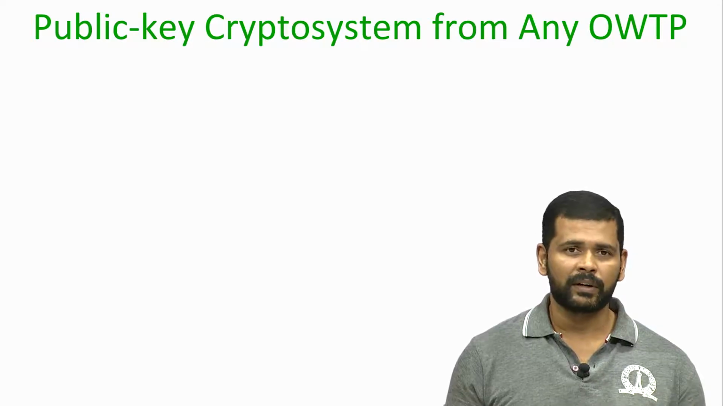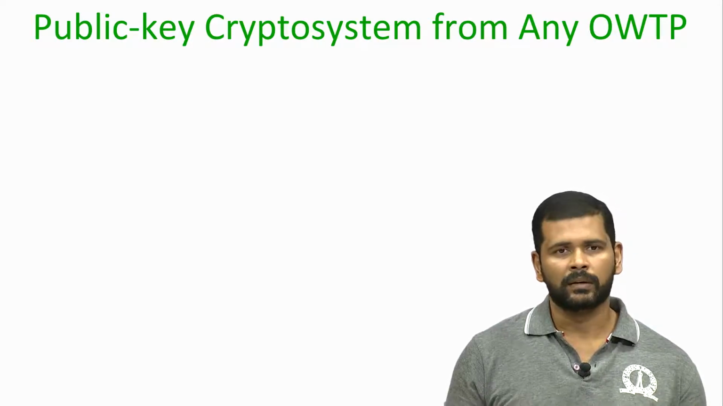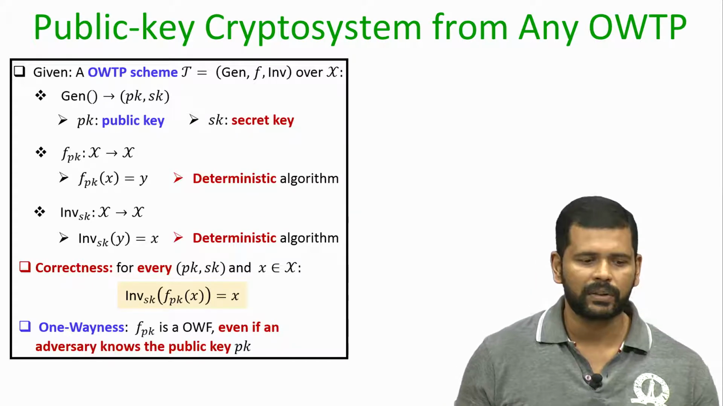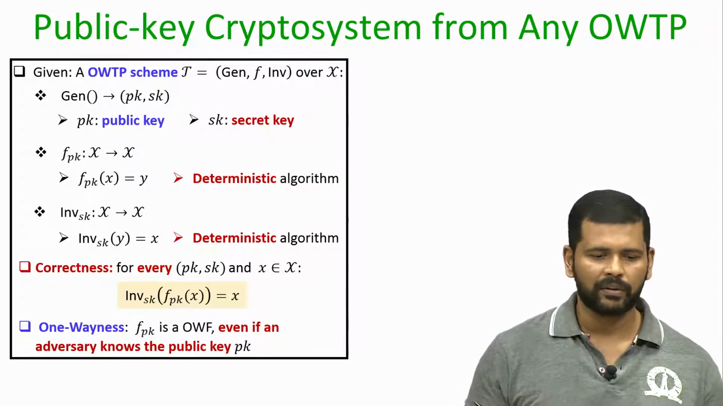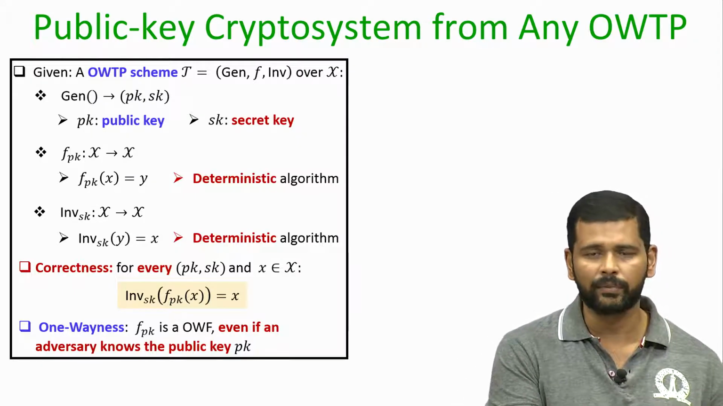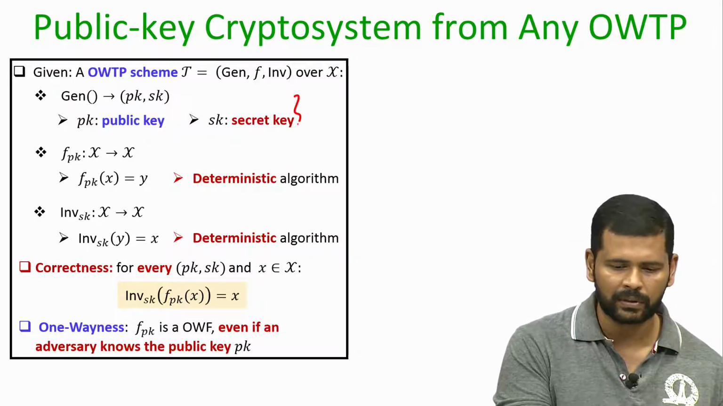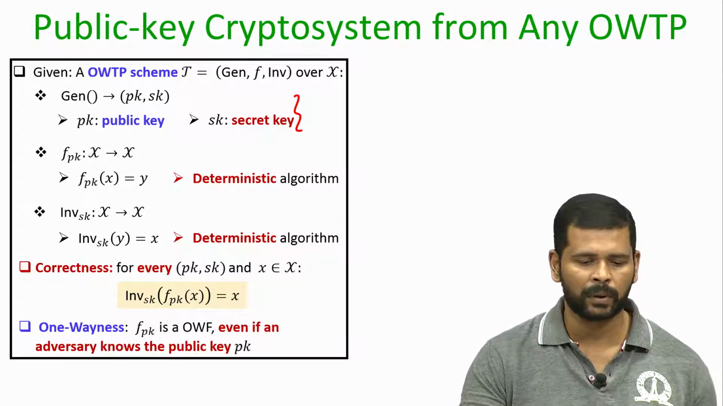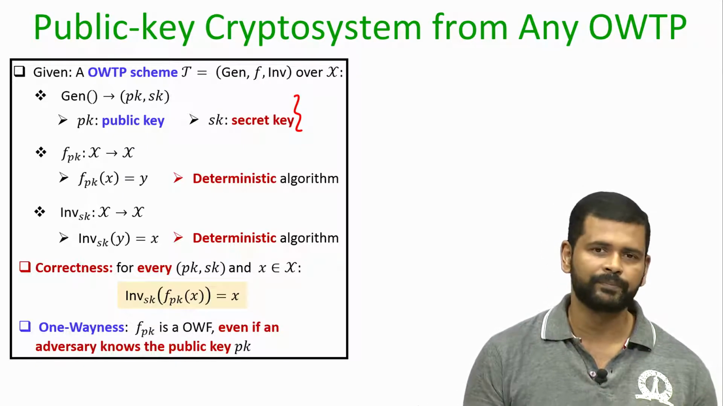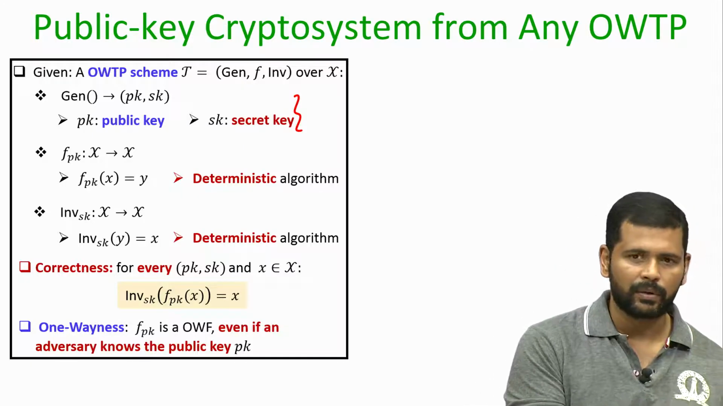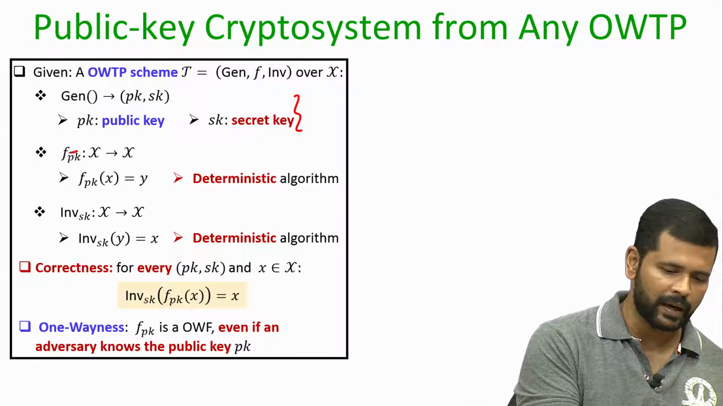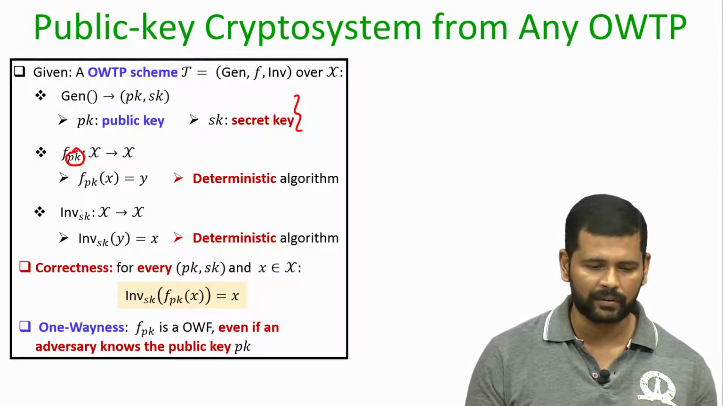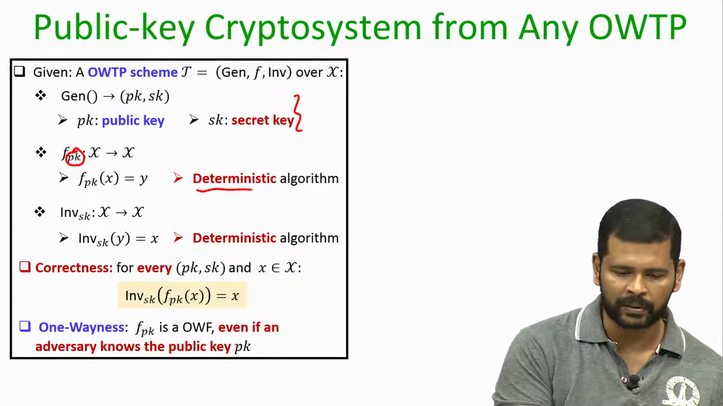So, let us begin our discussion with a generic framework regarding how we construct a public key crypto system from any one way trapdoor permutation. Just to recall what a one way trapdoor permutation scheme is, it is a collection of 3 algorithms. We have a parameter generation algorithm which outputs a public parameter and a secret parameter, which you can call the public key and secret key. Then the function f is a 2 input function. It takes the public key pk and an input from the domain X, and it gives you an output from the set X, and it is always a deterministic algorithm.